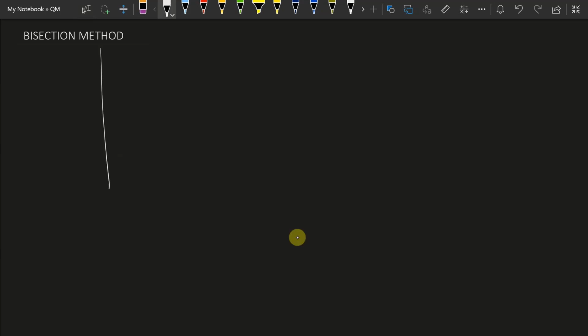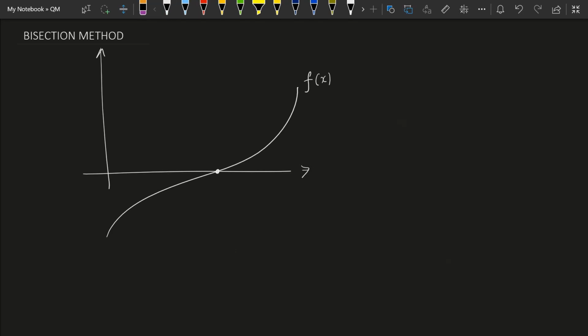Okay, so imagine you have a function f of x and you wish to find the root of the function. That is the point where the function becomes 0. But say this function is a bit complicated, like x minus tan x or something. So you actually don't know how to solve this equation.